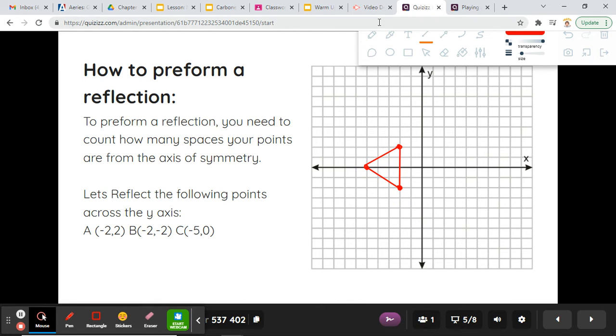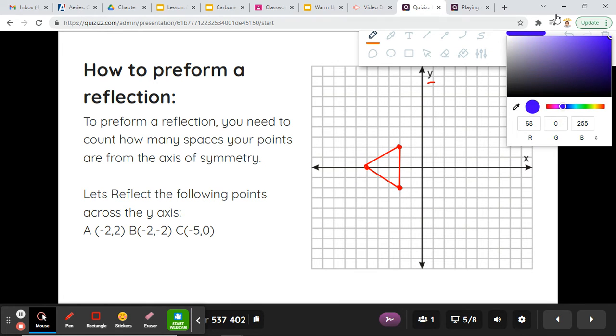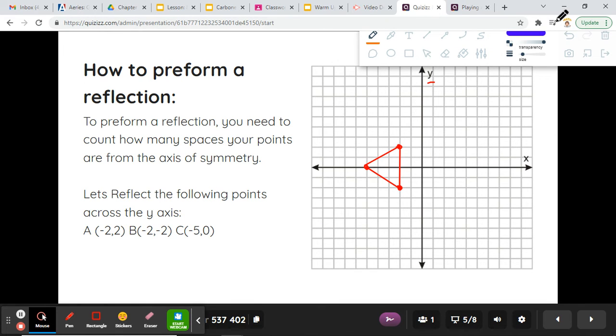So remember, the y-axis is the vertical line, the one going up and down here, or you could just clearly see it is labeled y. So we need to first count how many units away from our axis of symmetry our points are. This first point right here is 1, 2 spots away from my axis of symmetry, so I need to go 1, 2 spots in the other direction.